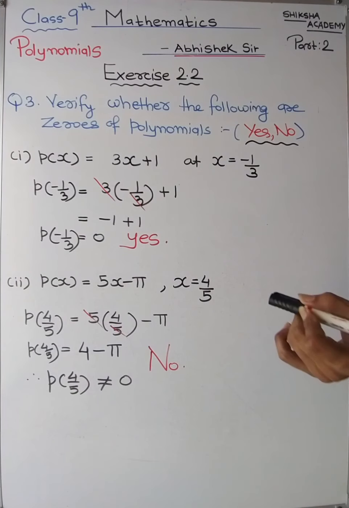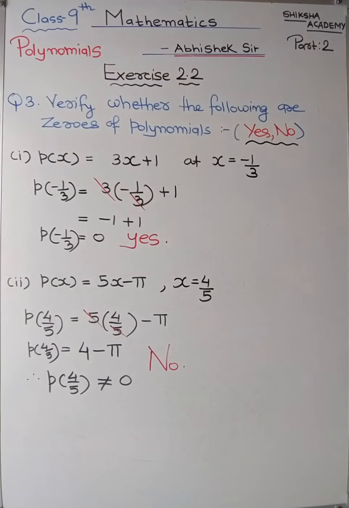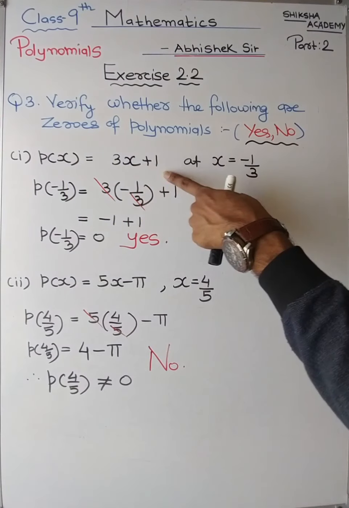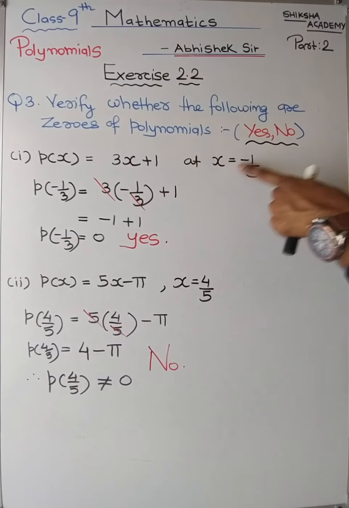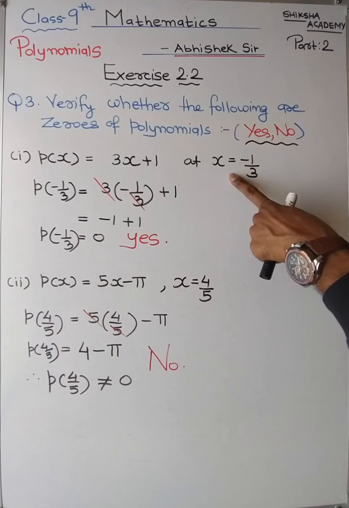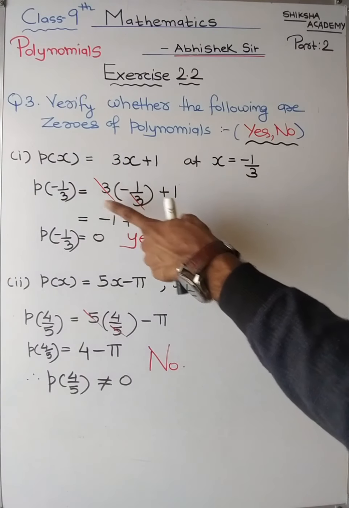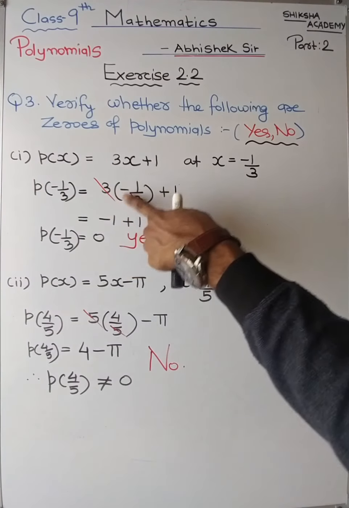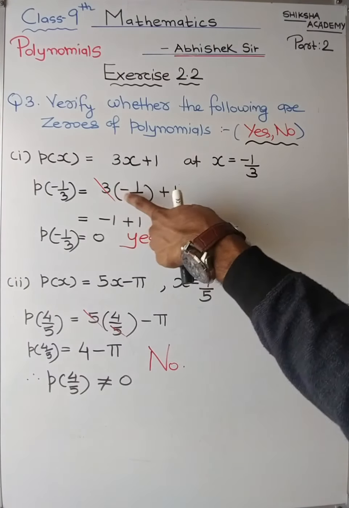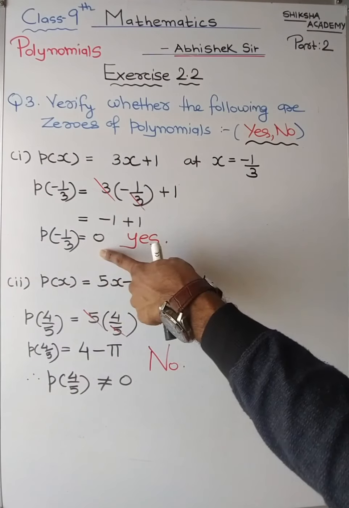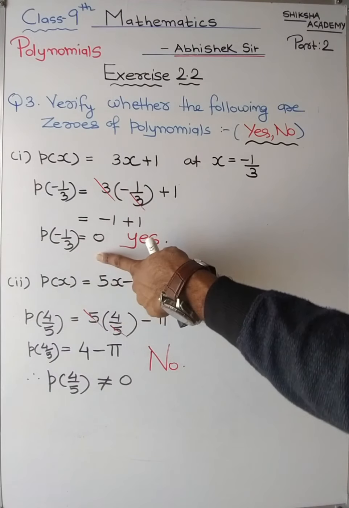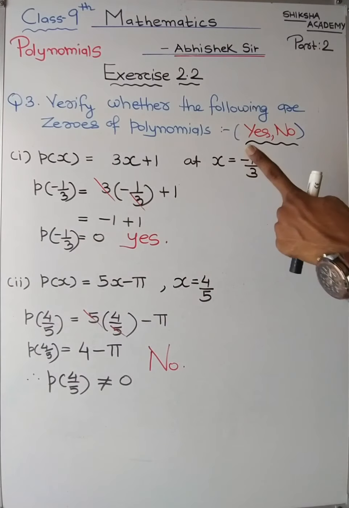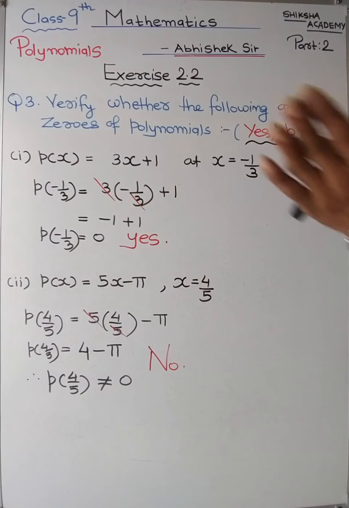Okay. So for your convenience and saving our time, I have solved the first 2 questions. I'll tell you, p of x is 3x plus 1 at x equals to minus 1 by 3. So we have to put the value of x in the polynomial. If the answer is 0, then you write yes. So here we can say 3 into 1 by 3, 3 cancelled, minus 1 plus 1 is 0. So putting the value, the whole polynomial becomes 0, so that is why it is yes. Minus 1 by 3 is the 0 of polynomial 3x plus 1.